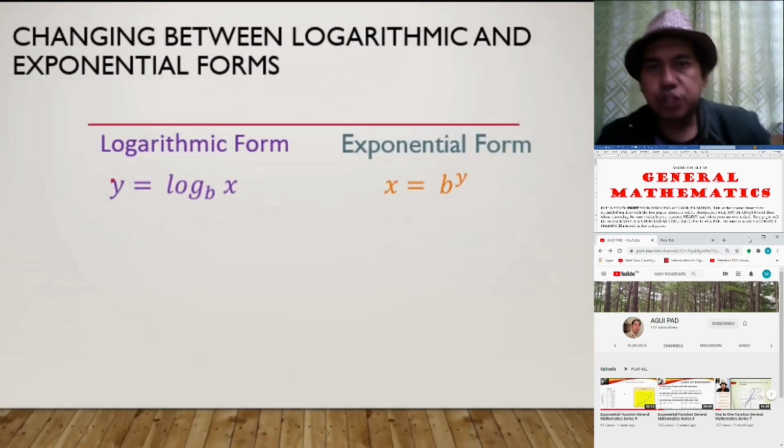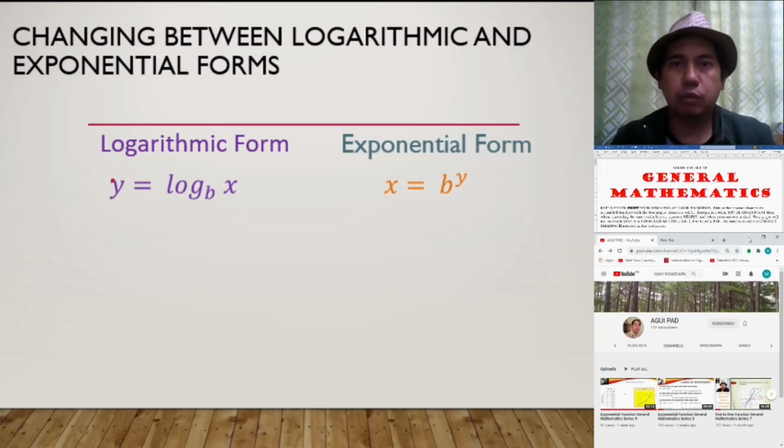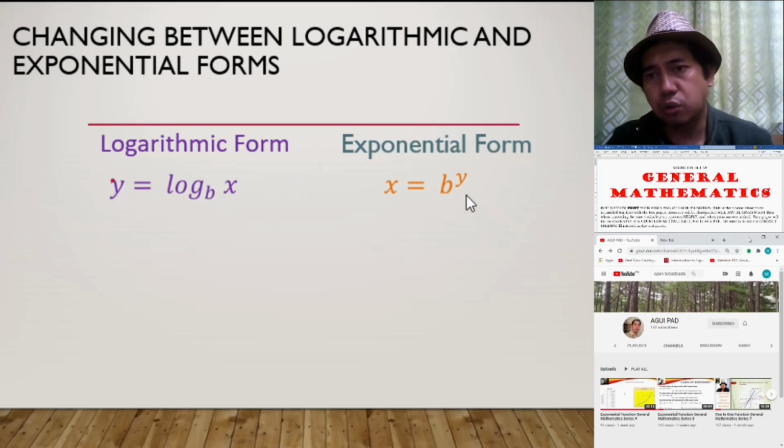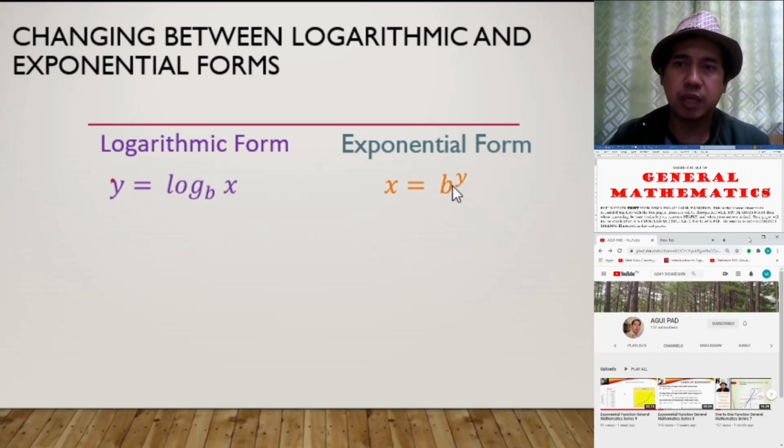How do we change a logarithmic statement to exponential form? We have the logarithmic form, which is to be converted into exponential form. You will notice that y, which is the result of log of x with base b, is our exponent in the exponential form. Our base b in the logarithmic form is also the base in the exponential form.